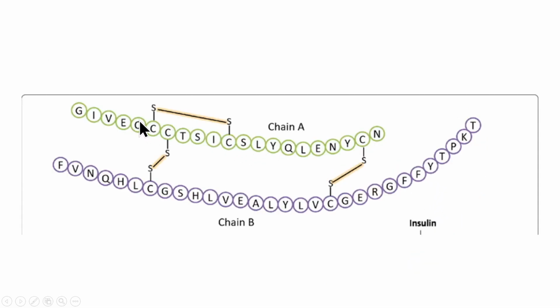This is the structure of a mature insulin molecule. It contains 51 amino acids and is a heterodimer consisting of an A chain with 21 amino acids and a B chain with 30 amino acids. The two chains are linked to each other by 2 disulfide bonds. In addition, there is an additional disulfide bond present within the A chain.